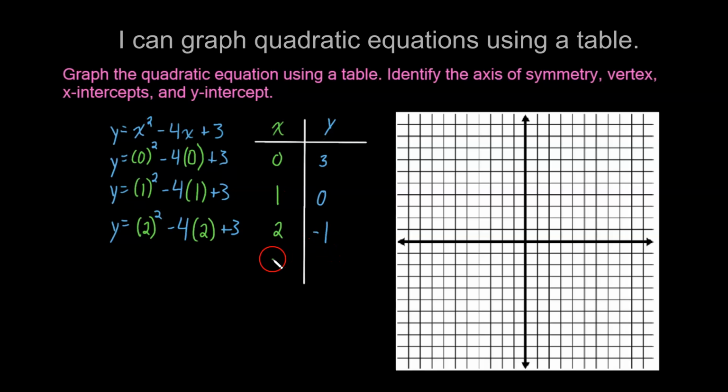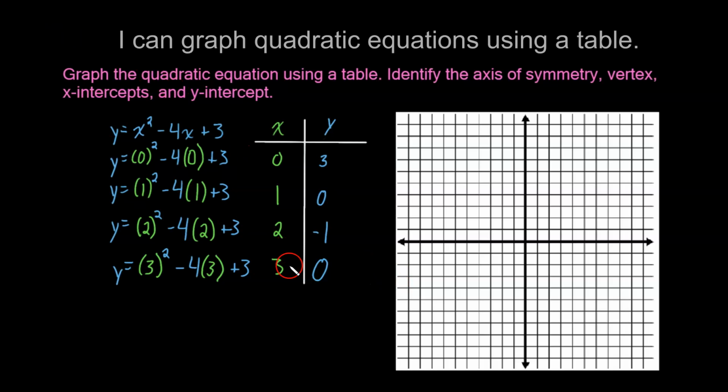And now we'd substitute 3 in right here, so we get y equals 3 squared. So I'm plugging 3 in for x, so 3 squared minus 4 times 3, and we are adding 3 at the end, plus 3. So it was 3 squared, that's 9, minus 4 times 3, that's 12. So 9 minus 12 is negative 3, plus 3 is 0. So it'd give us 0 right here.